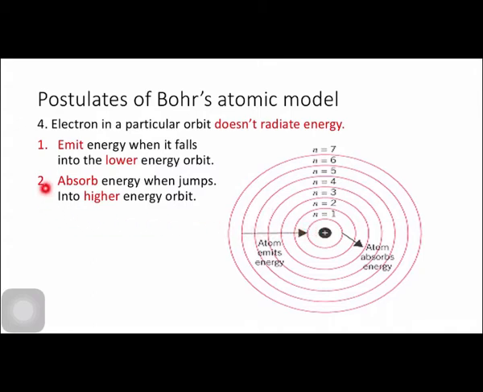Secondly, electron will absorb energy when it jumps into a higher energy orbit. To understand this, just look over here. Here the electron is present in N1, which is a lower energy orbit, and from this lower energy orbit the electron will move into N3, which is a higher energy orbit. So the electron will absorb energy.